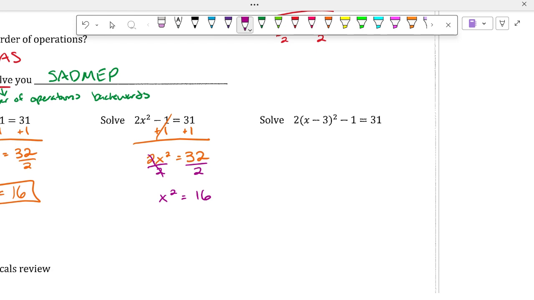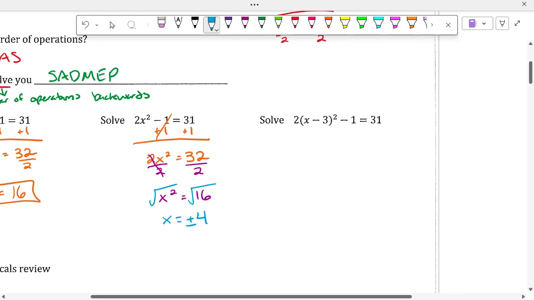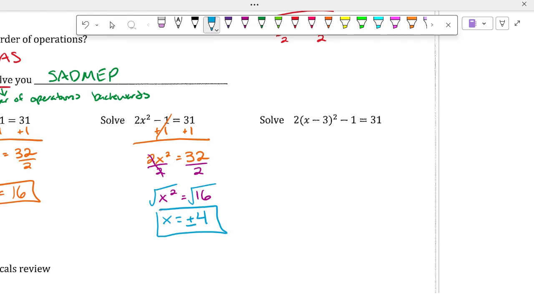Now, how do I take care of the x squared? Square root both sides. So x is equal to what? Not just 4. Guys, what did I say from now on when you take a square root of something, you always have to put in front of it? Plus or minus. Because we don't know for certain if it's the positive version of 4 or the negative version of 4. So get into that habit.